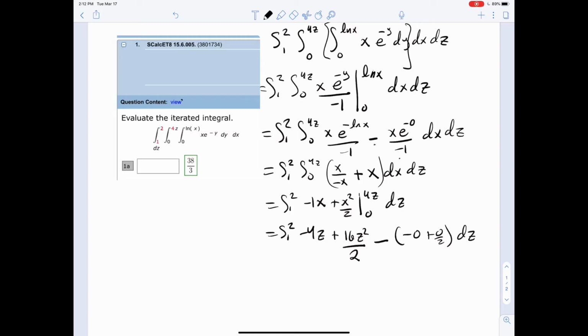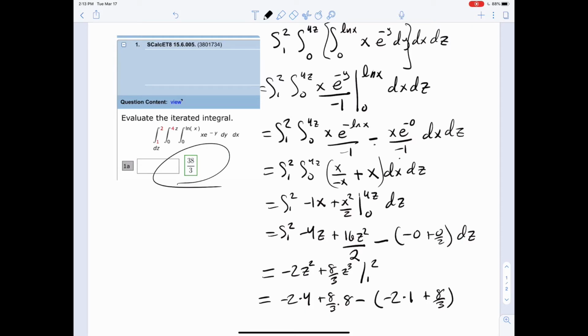And then we get the last problem here. So here's -4z, so that antiderivative will be -2z squared. Here's 8z squared, so that antiderivative will be 8/3 z cubed, evaluated from 1 to 2. So -2 times 4 plus 8/3 times 8 minus parentheses -2 times 1 plus 8/3. And that should equal, I'm guessing, 38/3, which is supposed to be the right answer here.